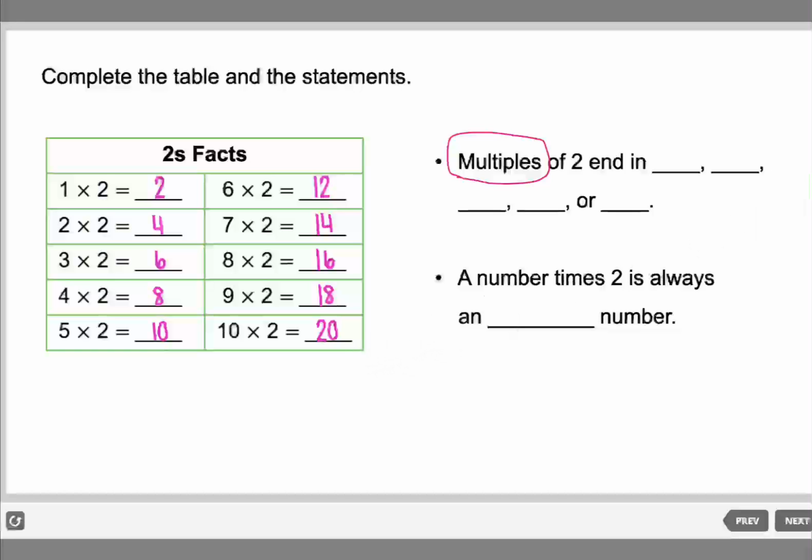And we said that these numbers, the multiples of 2, the red numbers, end in 2, 4, 6, 8, or 0. As you see here, 12, this is 2. 14, this is 4. 16, this is 6. 18, this is 8. 20, this is 0. And as your friend said, a number times 2 is always even. Yes. Thank you, Khalid. So, a number times 2 is always an even number.